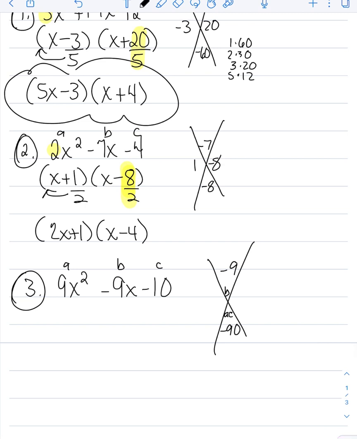My factors for 90, you have 1 times 90, 2 times 45, 3 times 30, even have 6 times 15, which I think is going to work for us. Because if I make the 15 negative, negative 15 plus 6 is negative 9, and 6 times negative 15 is negative 90. So let's write our factors. x plus 6 times x minus 15.